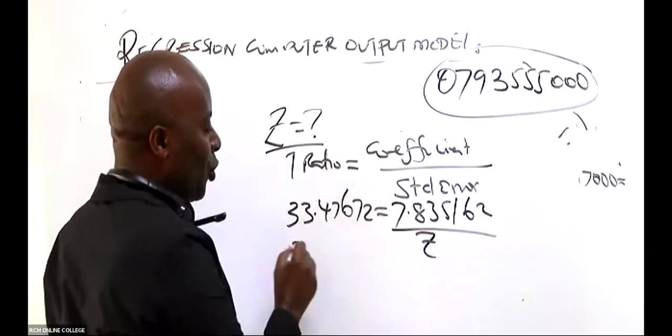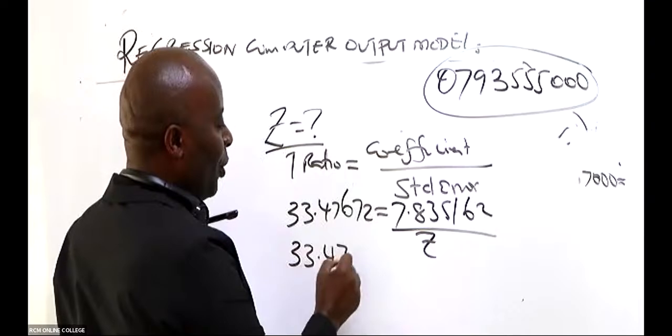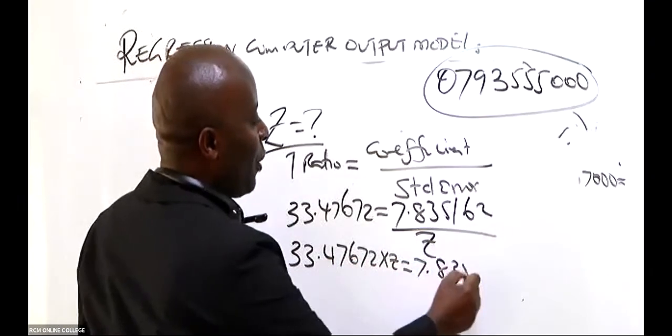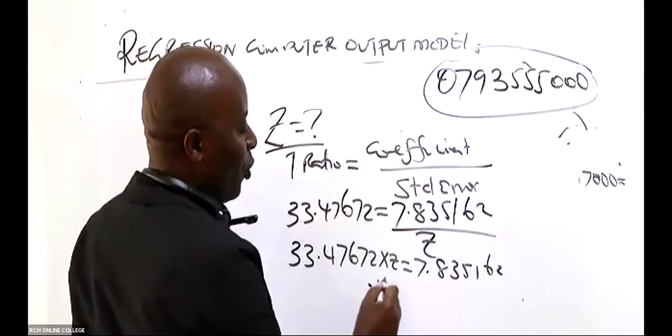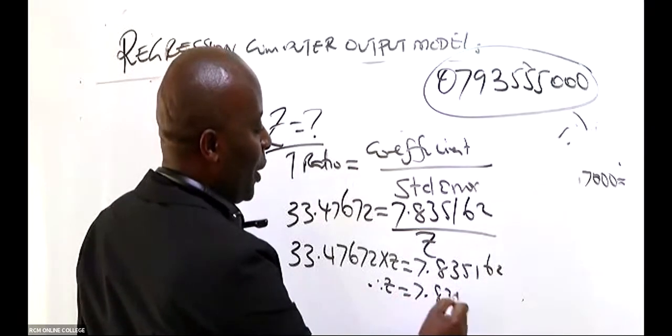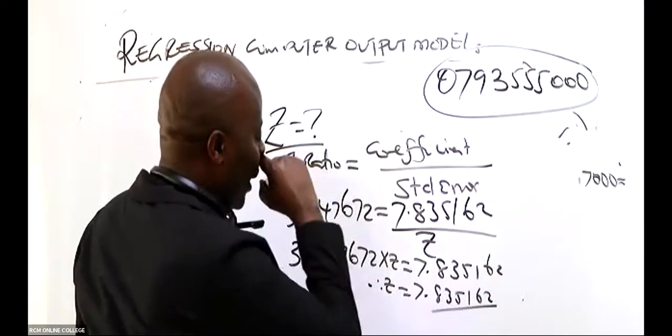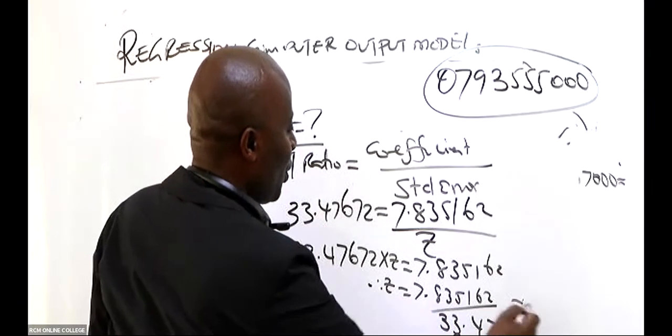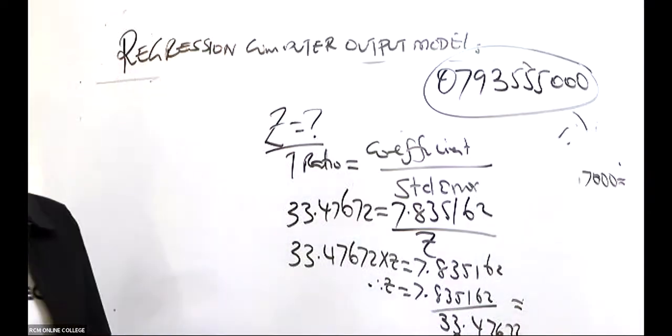So go ahead and cross multiply. It will be 33.47672 times Z equals 7.835162. Therefore, Z will be 7.835162 divided by 33.47672, which will end up giving you guys what answer?